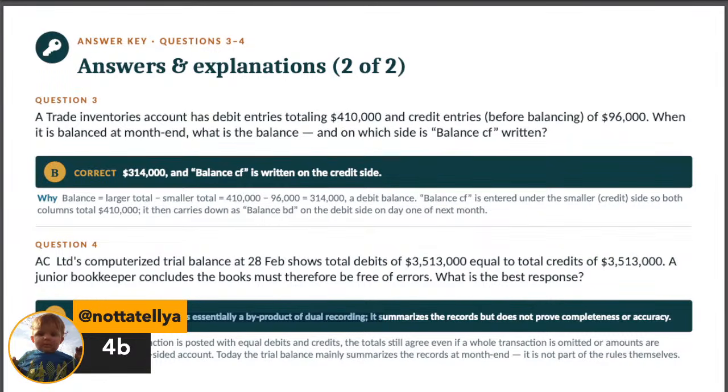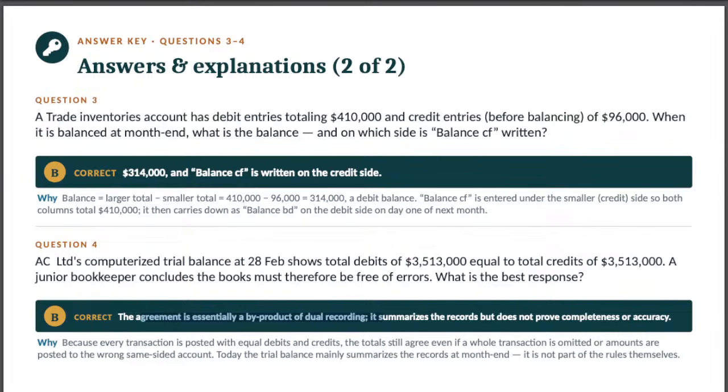Indeed. So there it is. And that's because every transaction is posted with equal debits and credits. The totals still agree, even if a whole transaction is omitted or amounts are posted to the wrong same-sided account. Today, the trial balance mainly summarizes the records at month end. It is not part of the rules themselves, and it's typically just an internal document.